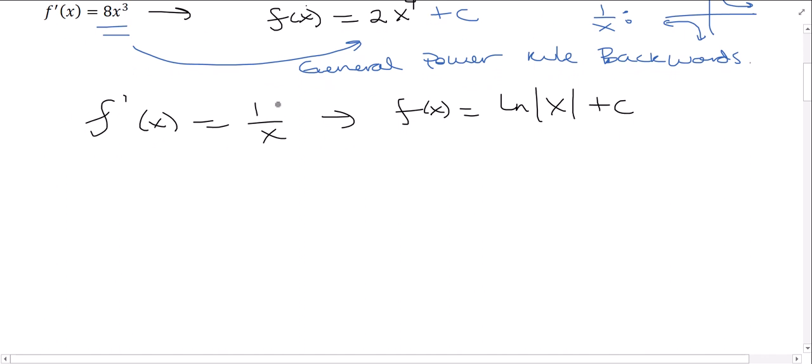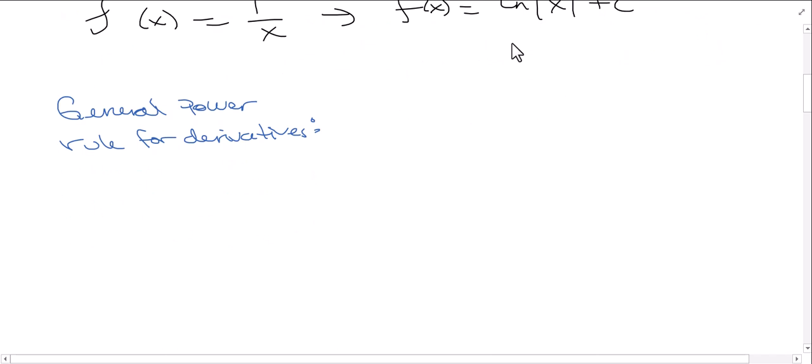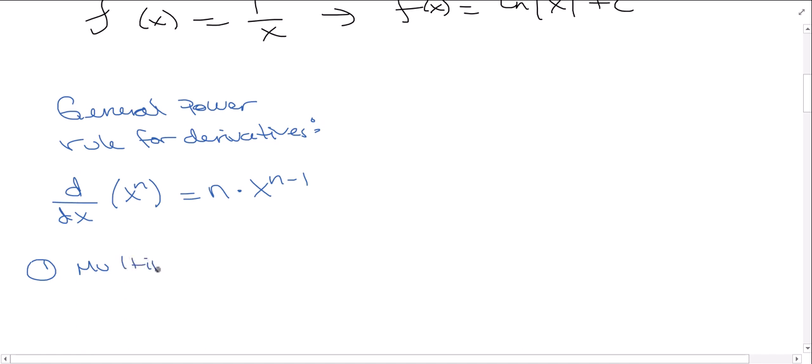Anyway, the general power rule for derivatives, what does it say? When you have the general power rule for derivatives, essentially we're taking the derivative with respect to whatever our variable is. I'm just going to use x to the n. Then the general power rule says you bring the n down, so multiply by the power n times, and then decrease the power by 1. Right? So if I was going to write our steps, we are essentially multiplying by the exponent, so multiply by the exponent.